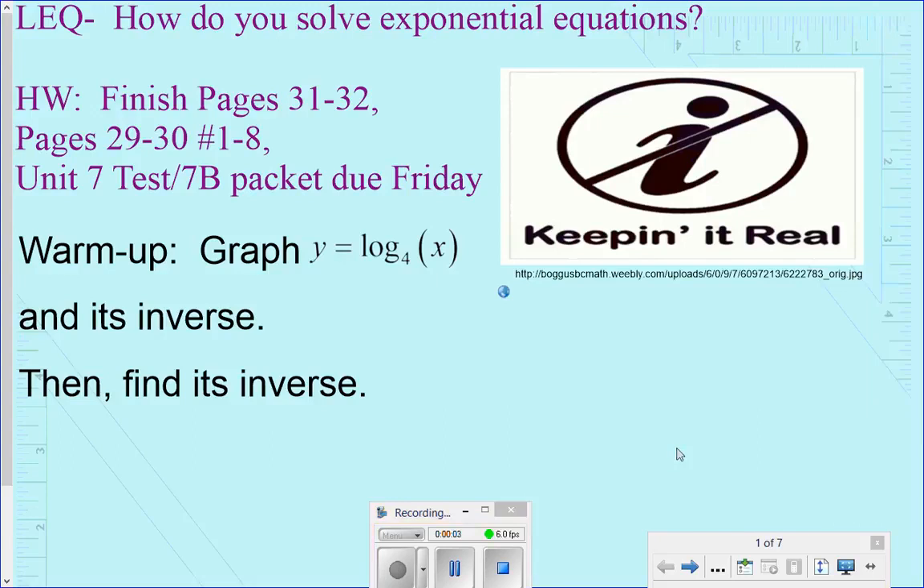This is day 28 of Unit 7. We started today with a warm-up, so pause the video, take a moment, try the warm-up, then play to check your answers. So the first part asks us to graph y equals the log base 4 of x.